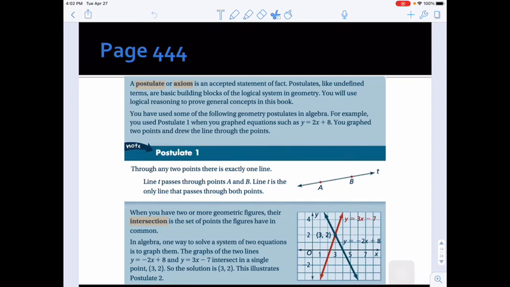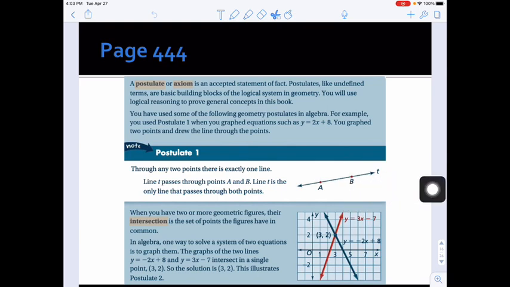For example, you used postulate 1 when you graphed equations such as y equals 2x plus 8. You graphed 2 points and drew a line through the points. Postulate 1 says, through any 2 points, there is exactly one line. Line T passes through points A and B. Line T is the only line that passes through both points.